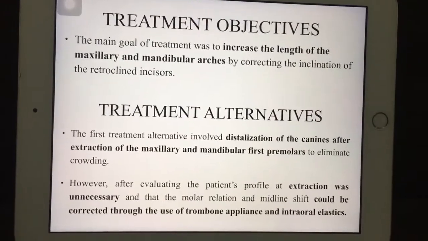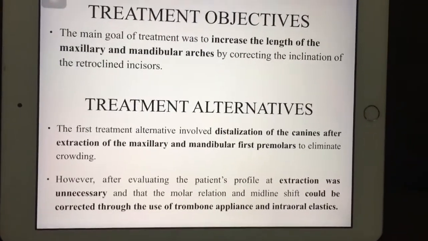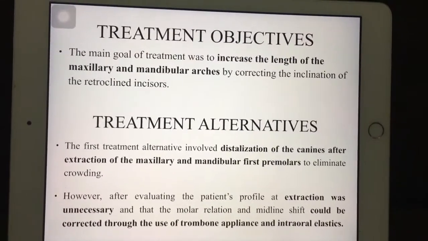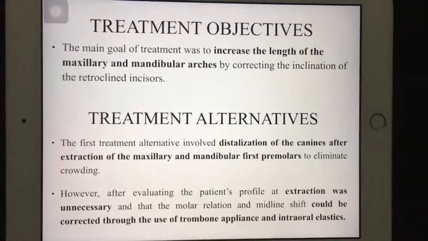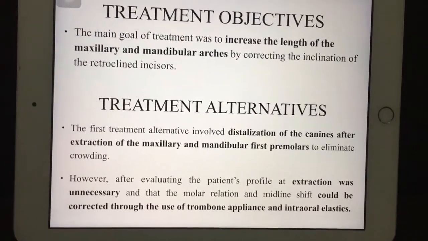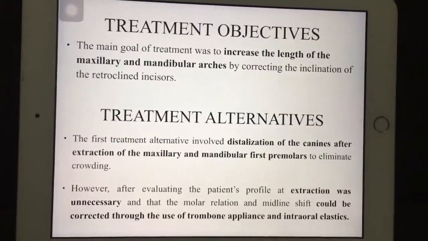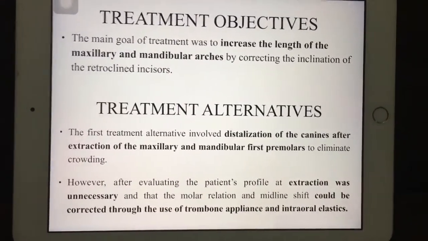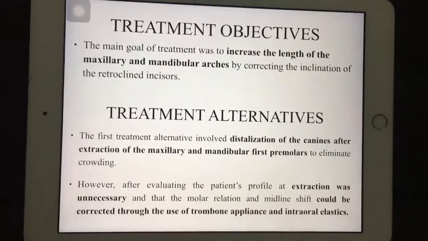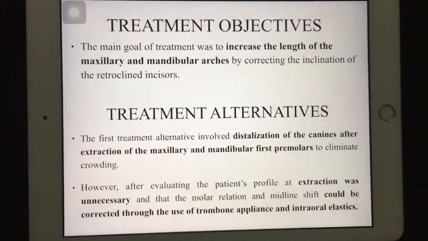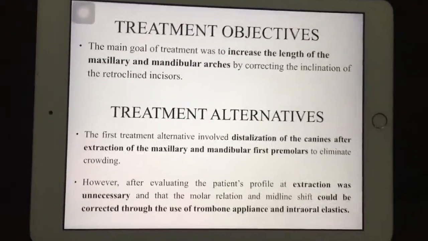However, after evaluating the patient's profile, extraction was unnecessary daw, and that the molar relation and midline shift could be corrected through the use of trombone appliance and intraoral elastic. So, hindi ka naman agad magdadirect sa extraction as treatment kasi there are other options naman na mas conservative. So, you have to consider the patient's profile, cast analysis, and evaluation of the radiographs such as yung mga pano and Ceph.